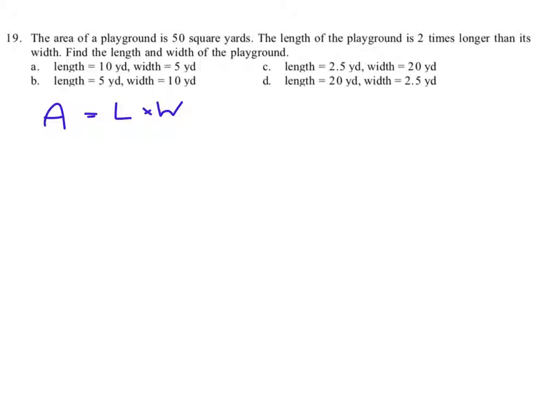And if the length is 2 times longer than the width, then we can write the length in terms of the width. We can say if the width is w, then the length is 2 times w. It's twice as long, right? And then the area, we know that it is 50. So if we then resolve this, we say 50 is equal to 2w times w, which is 2w squared.